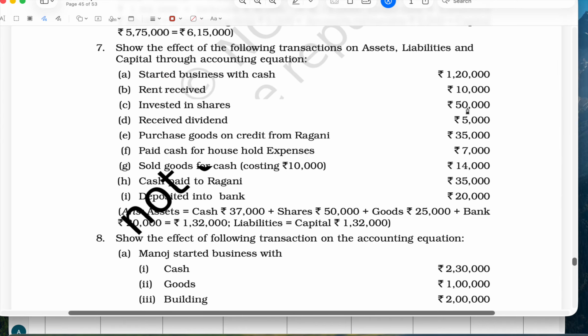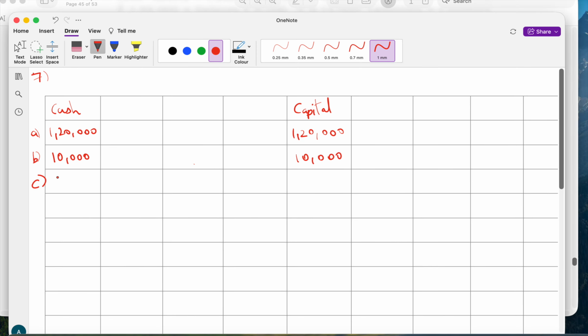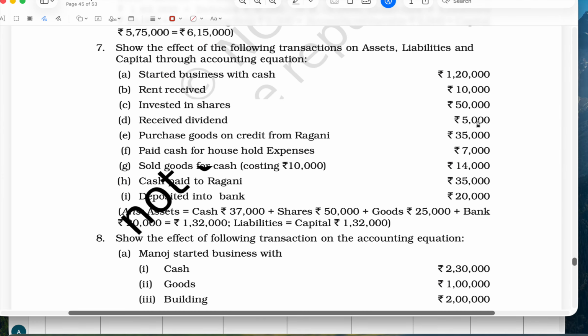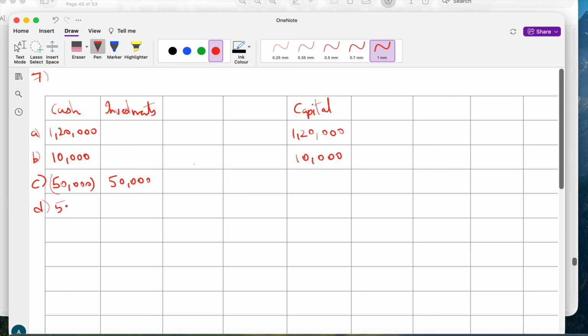See, invested in shares 50,000. So 50,000 is being invested in shares. So we'll write that as investments. Investment, which is also an asset. So one asset decreases, the other increases, it is balanced. Dividend received 5,000. So a dividend of 5,000 is received, that's an income. We will add it to the capital. So when you invest in shares, they will pay you dividend. So that's an income.